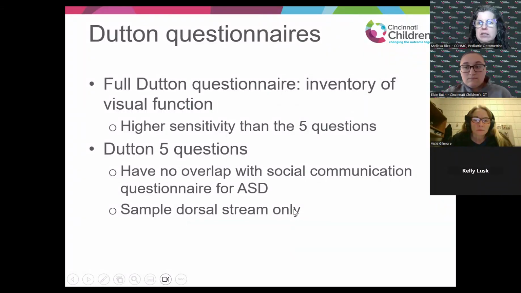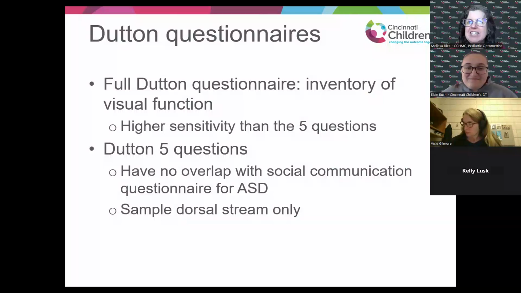Then the full Dutton questionnaire is the inventory of visual function, and it has a higher sensitivity because you have a full questionnaire, but it's a lot of questions. Depending on what study I pulled, there's between 30 and 50 questions. I was trying to get a hard number, but everything I found was a little different. It's a long one, and it has a lot of things about ambulation, which aren't really sensitive to the kids that are non-ambulatory. That's what I like about the Teach one better, and actually the previous 2 for the youngers.